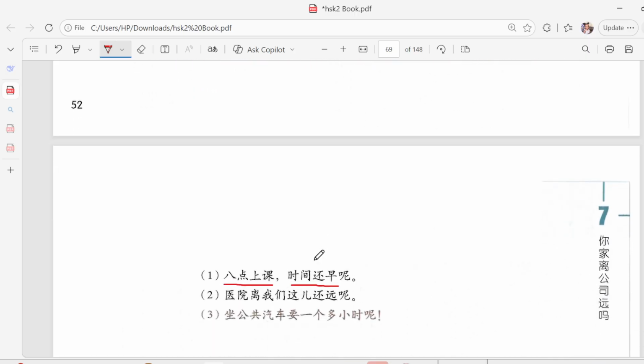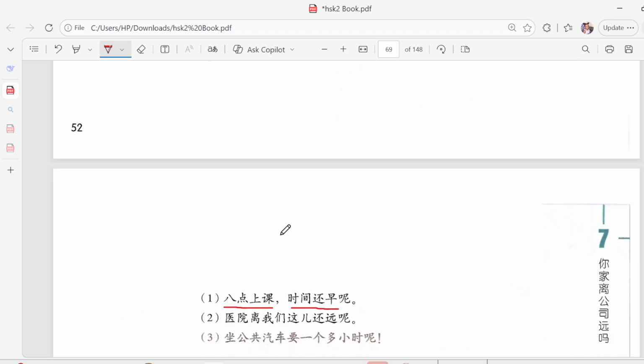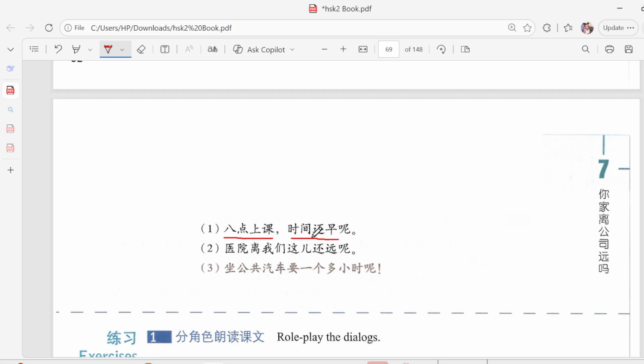Is this a declarative sentence or is it an adjectival or verbal predicate? After an adjectival or verbal predicate, look at this. Adjectival, verbal. Do you have an adjective here? 时间还早呢, 早. Is it a verb? Do we have a verb here? No. We have an adjective 早 which is early. So after this adjective, this is 形容词, adjective, 早. Okay. So 时间还早呢, still early. An adjective of time, right? Yes, 时间还早呢. And then it says 呢 at the end.